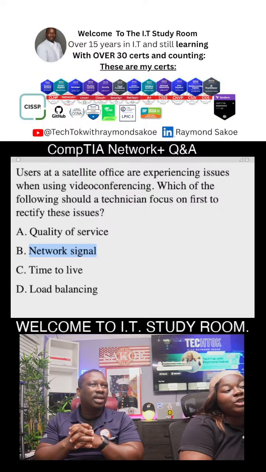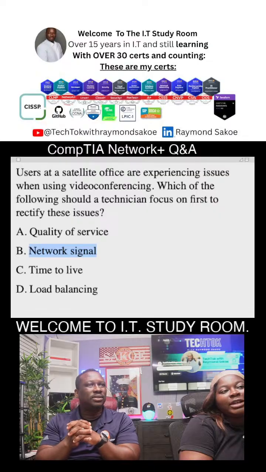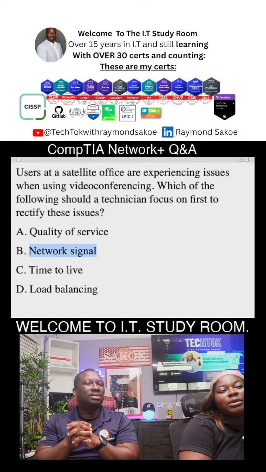Are you stumped with the question? No. The answer is A. The answer is A. I'm trying to understand, but I want you to explain B too. Network signal.